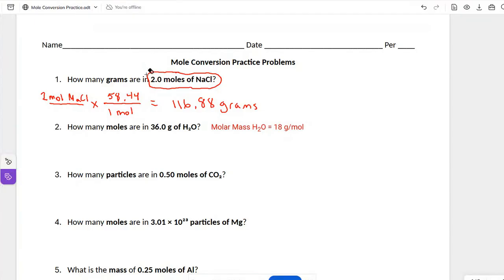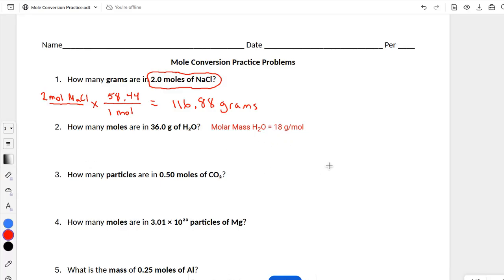I'll do another one. The last one was moles to grams. It gave us moles, it wants grams. This is the opposite. You'll have one of these on the test. Maybe it's not exactly the same. It may not be water, H2O. It may not be 36 grams, but it will be a grams to moles conversion. So the molar mass of water, H2O, is 18 grams per mole.